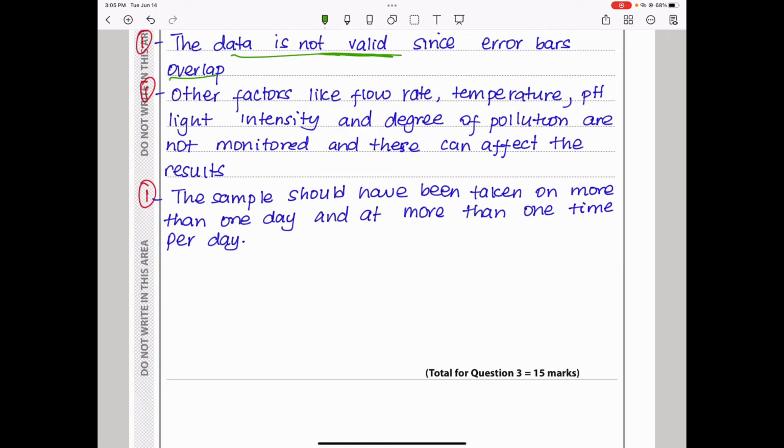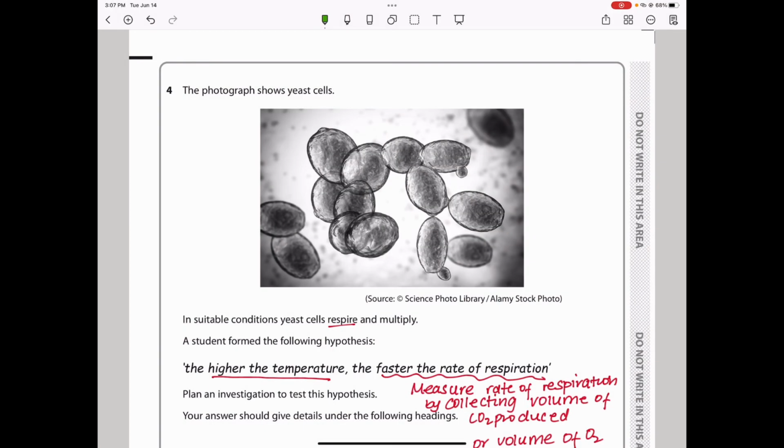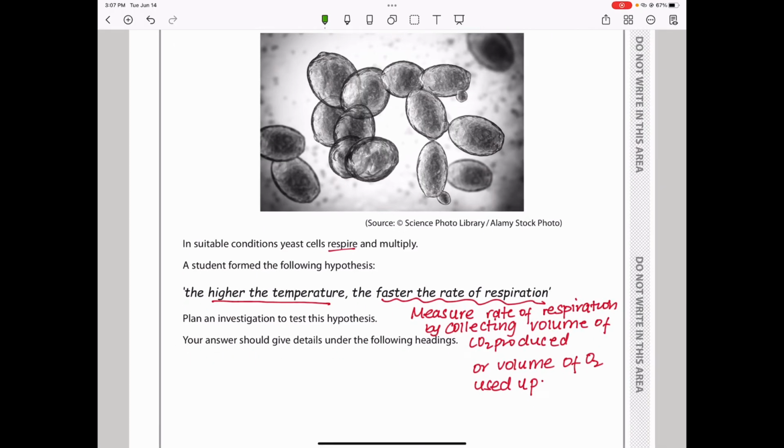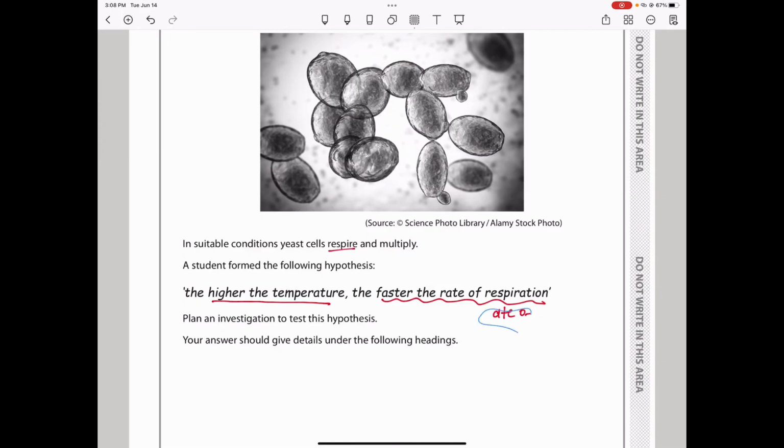I will continue to question 4. Question 4, the photograph shows yeast cells. In suitable conditions, yeast cells respire and multiply. A student formed the following hypothesis. The higher the temperature, the faster the rate of respiration. Plan an investigation to test this hypothesis. Your answer should give details under the following headings. So in this case, actually, I can just remove this. We are required to plan an investigation.